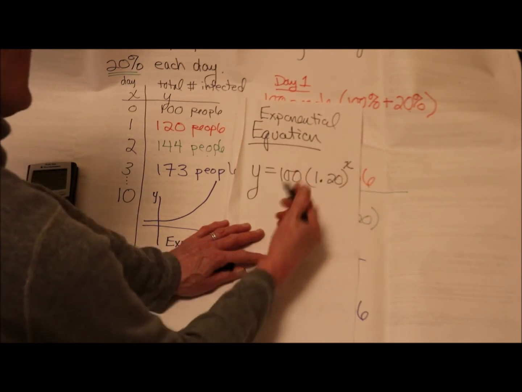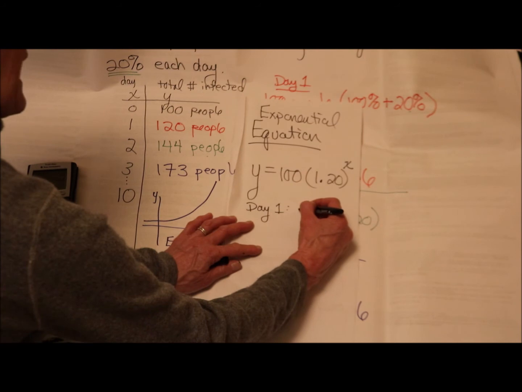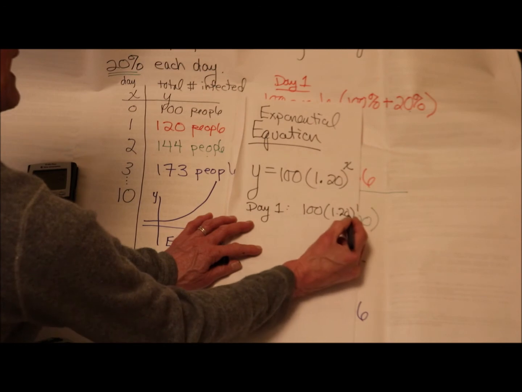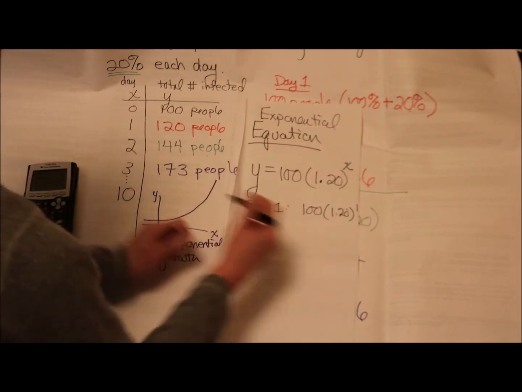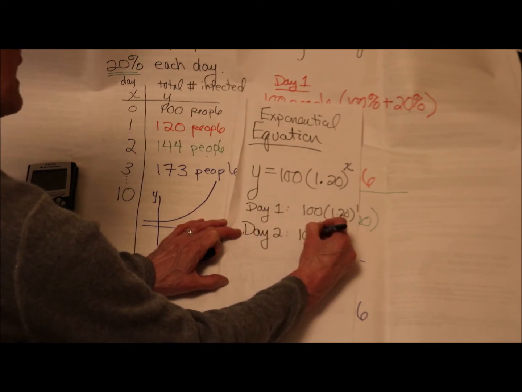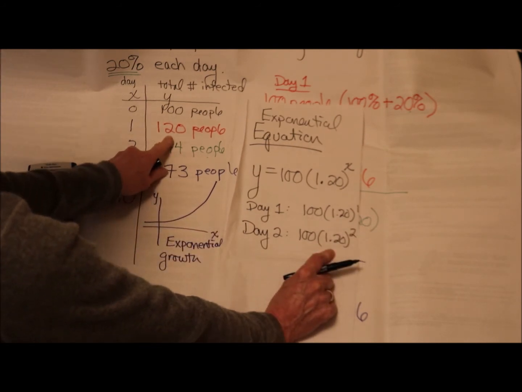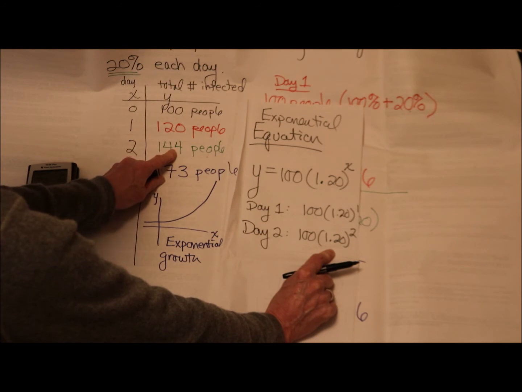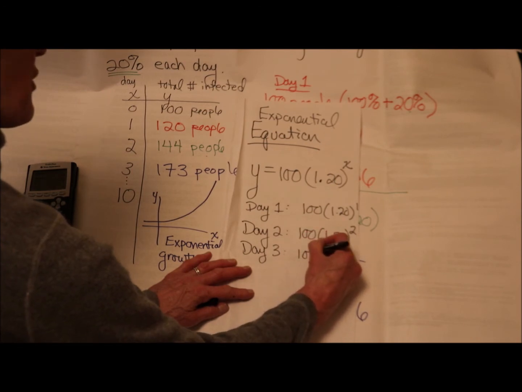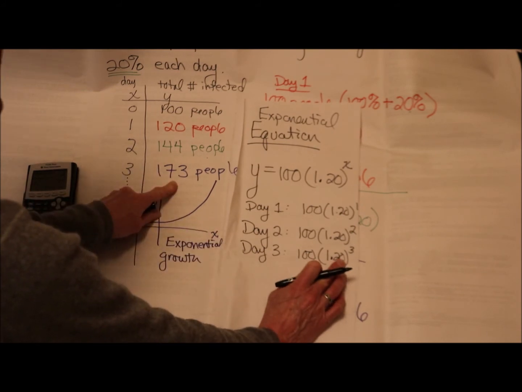So when I plug in a 1, let's just check. Day 1, I'm now going to put a 1 in for my x, and sure enough, I get 100. Day 2, I'm going to put in a 2 for my x. And if you put that into your calculator, you're going to get 144. Day 3, I'm going to put a 3 into my exponent for my x. You're going to get 173.